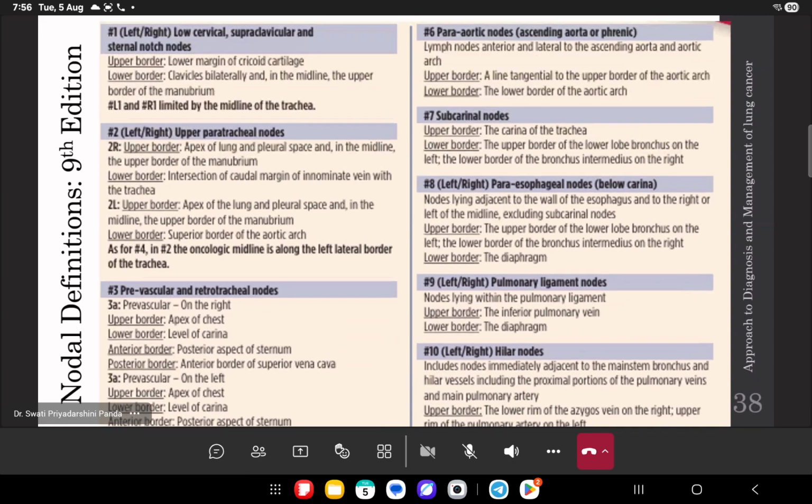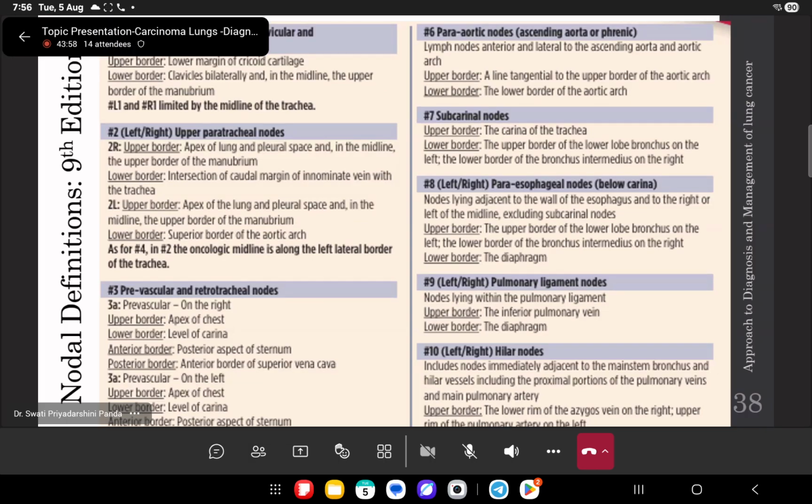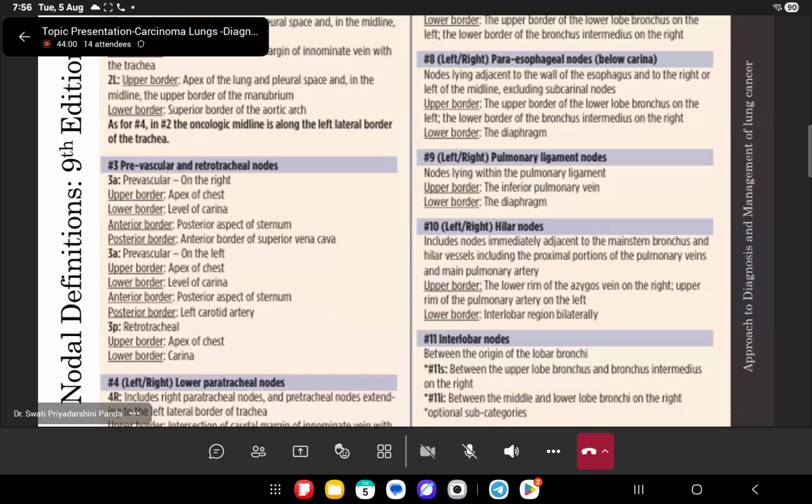Level 6 is para-aortic nodes, ascending aorta and phrenic nerve. Level 7 is subcarinal nodes. Level 8 is paraesophageal nodes below the carina. Level 9, left and right both, pulmonary ligament nodes. And level 10 is hilar nodes.